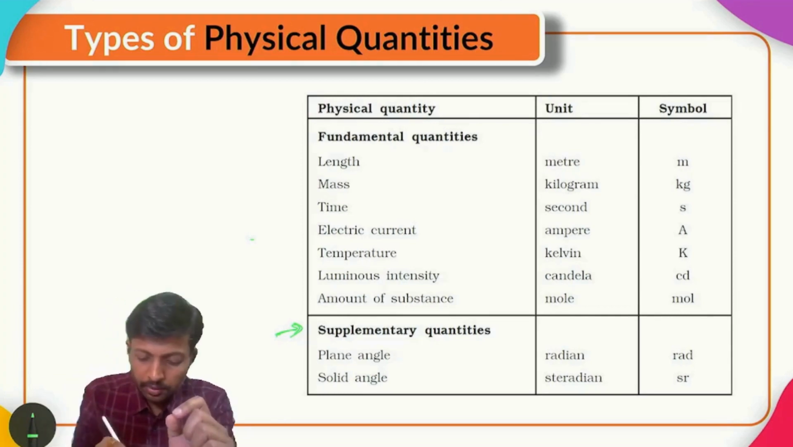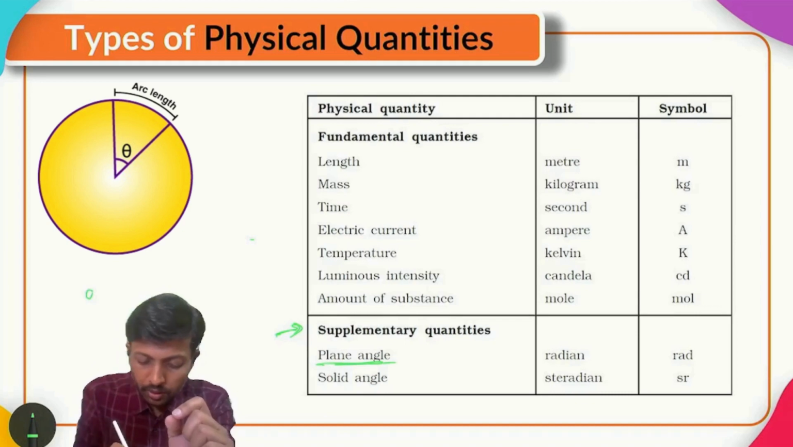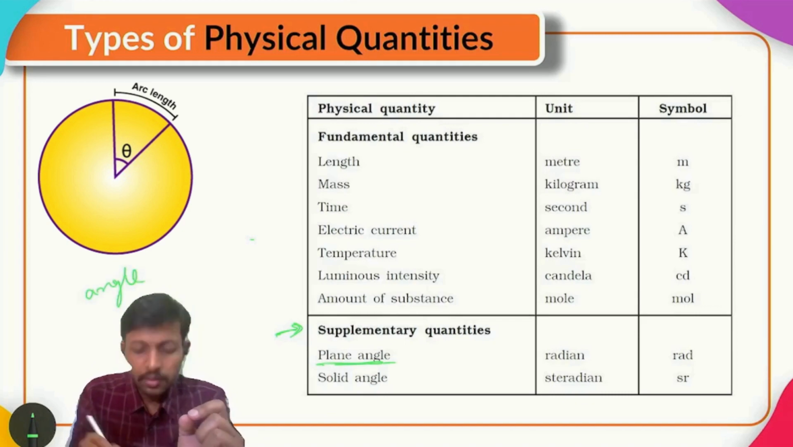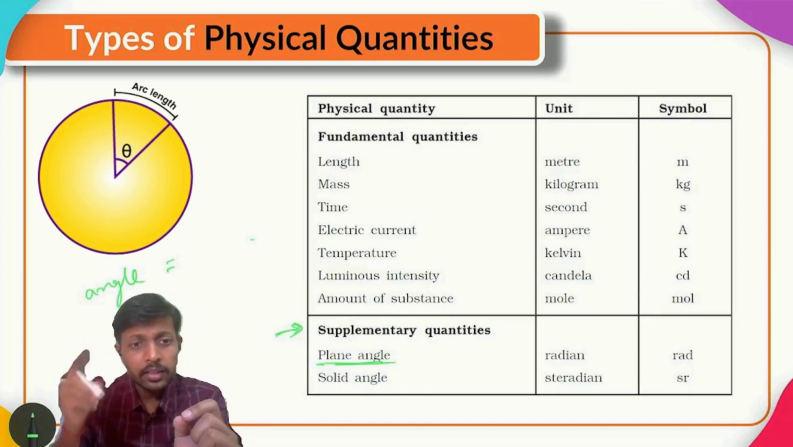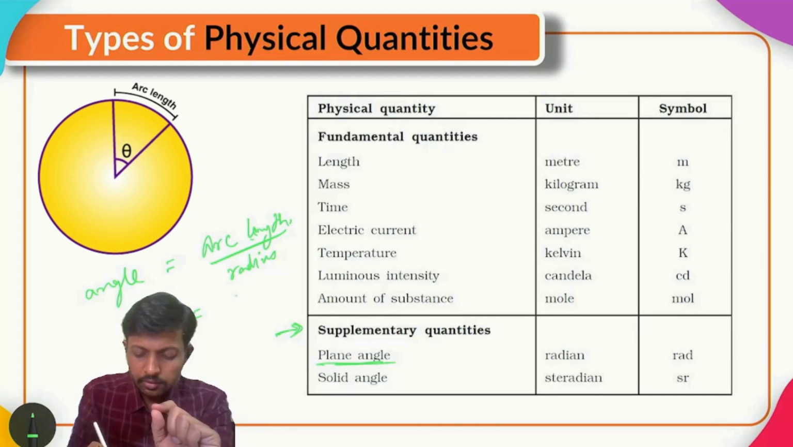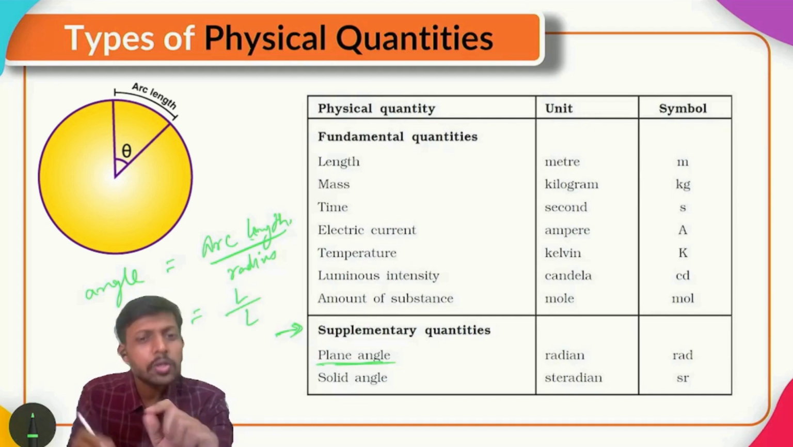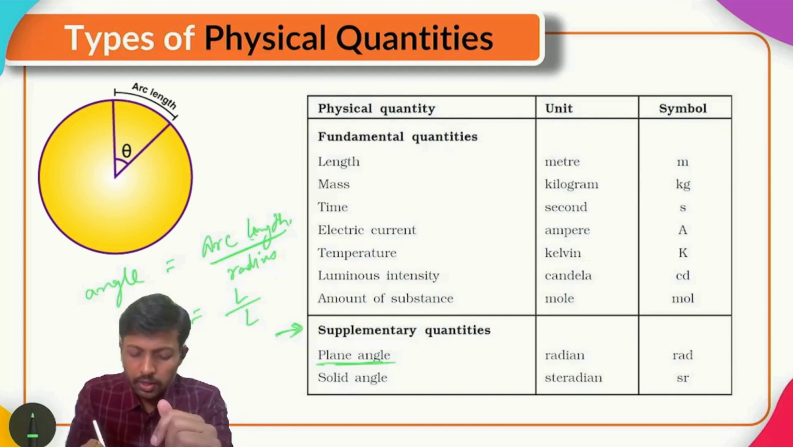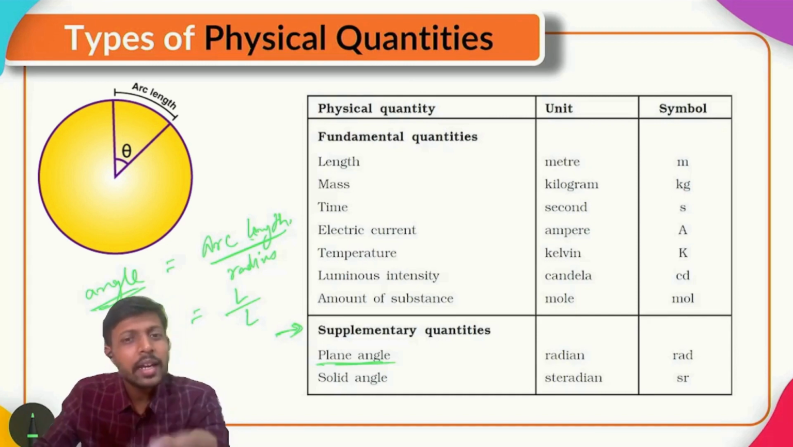For example, plane angle. We know angle is defined as arc length for a circle, arc length upon the radius of the circle. Now, arc is also length, radius is also a length, a different kind of length. So, angle is a dimensionless quantity.